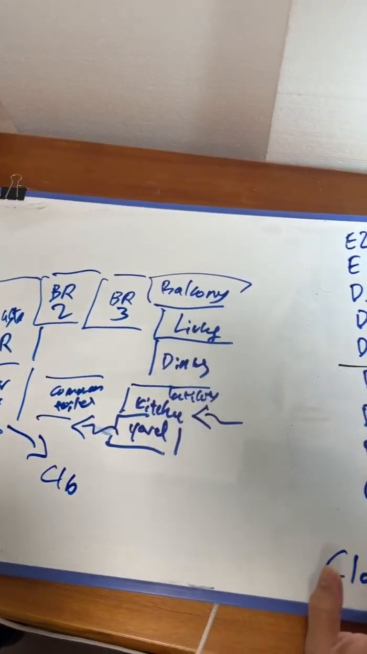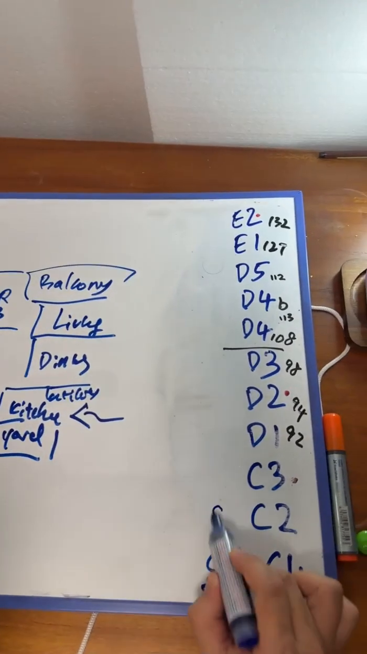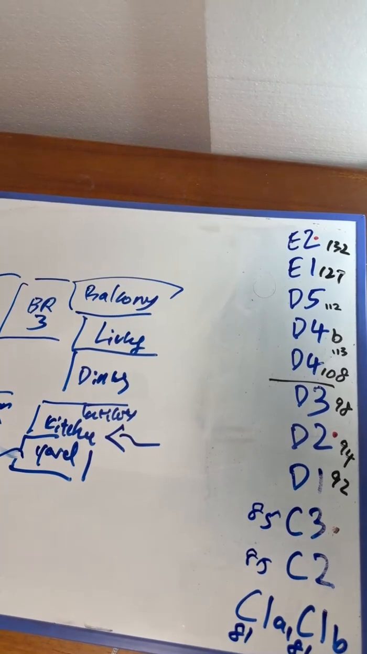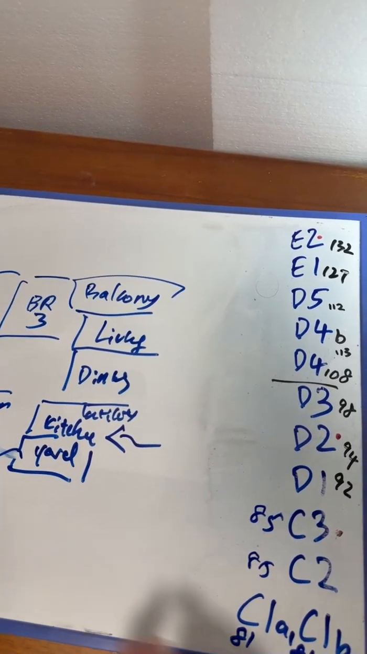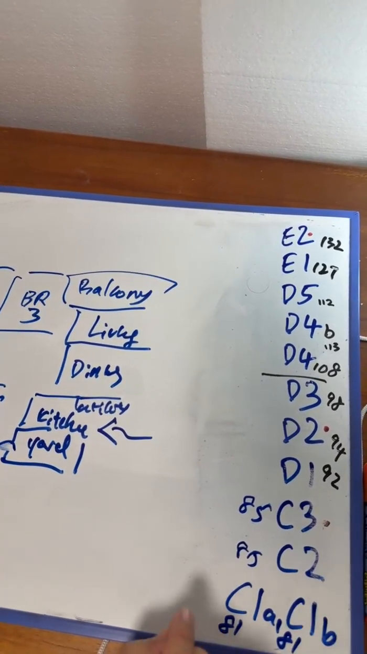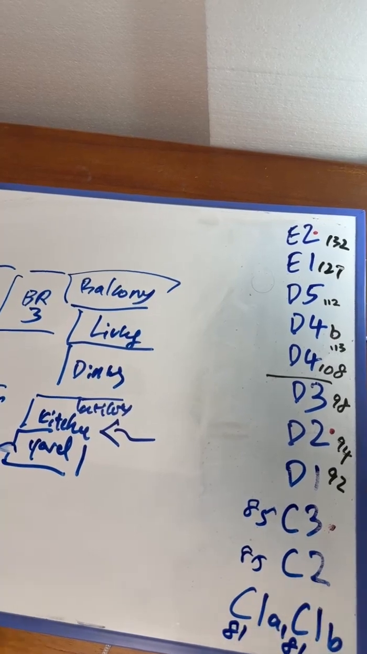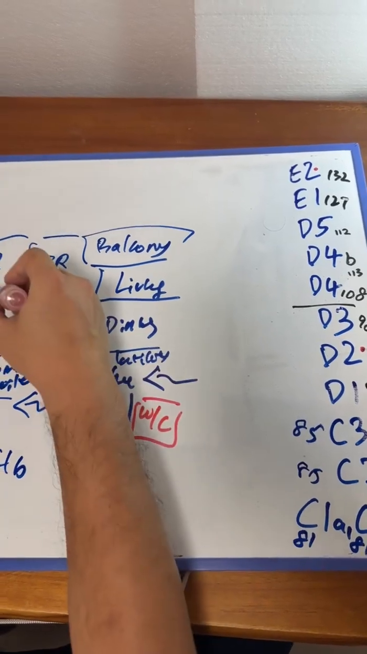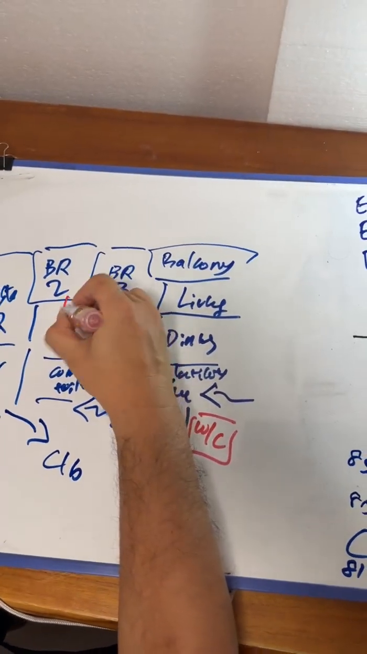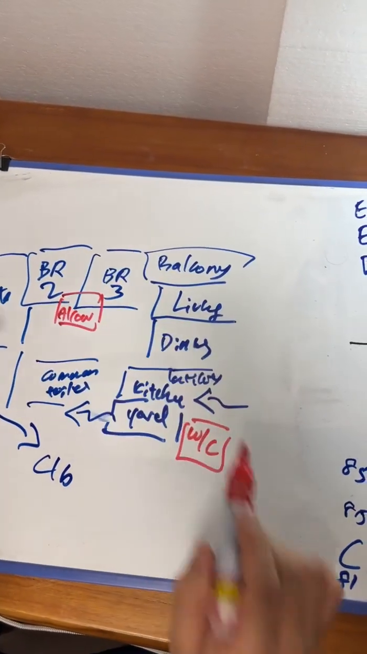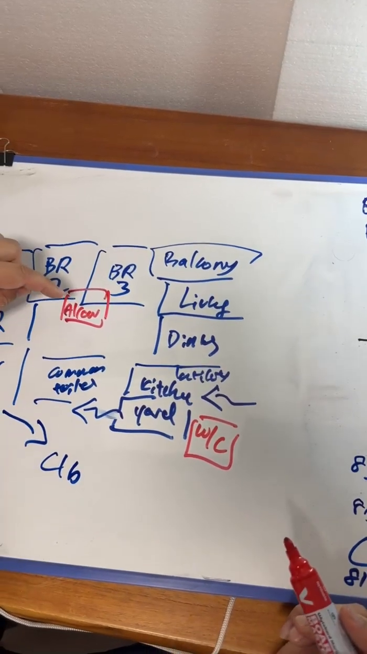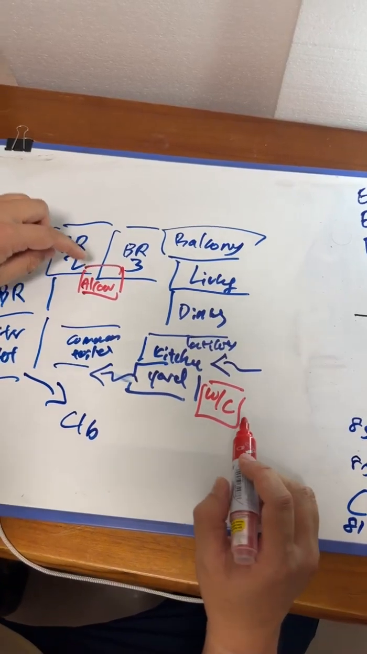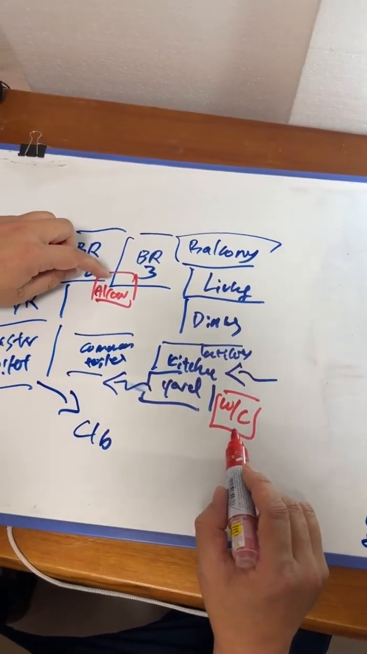So what is C2? C2 is 85 square meter. C3 is also 85 square meter. This one needs to be explained a little bit more. So C2, you have your WC here, and then you have an alcove. Alcove means a small corner here for you to put your hobby items, maybe your golf, maybe your tennis or whatsoever. So this is C2.